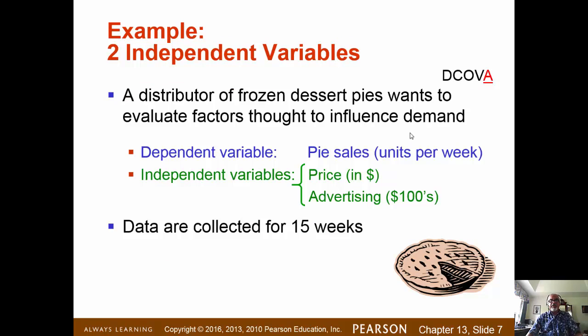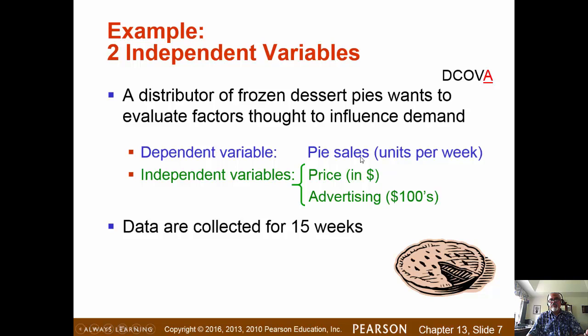So let's look at an example now. We have a distributor of frozen dessert pies. They want to evaluate the factors that would influence the demand for our product. So sales, number of units per week, that is our dependent variable, that is our y. And we are now wanting to consider two different independent variables, the price we charge per unit and the advertising budget that we have allocated and spent on advertising. And this is given in hundreds of dollars. And the units are very important.